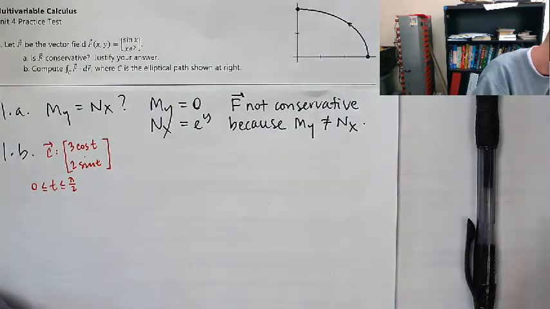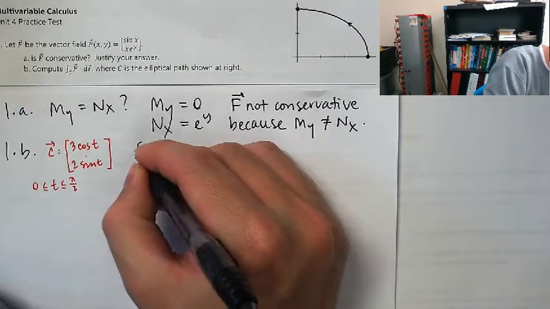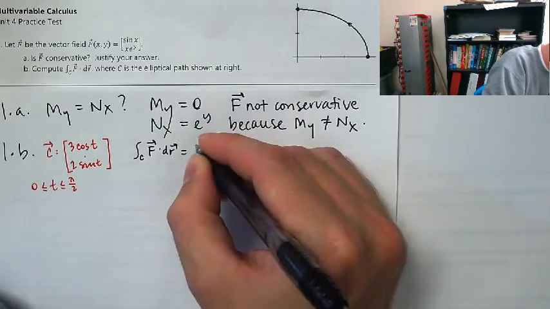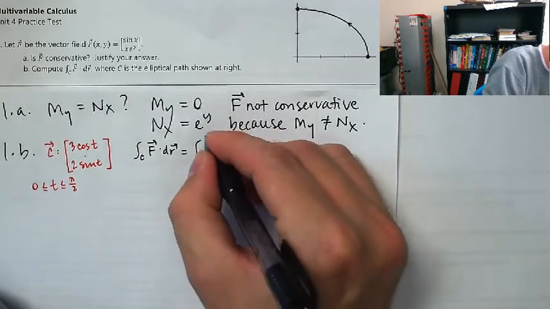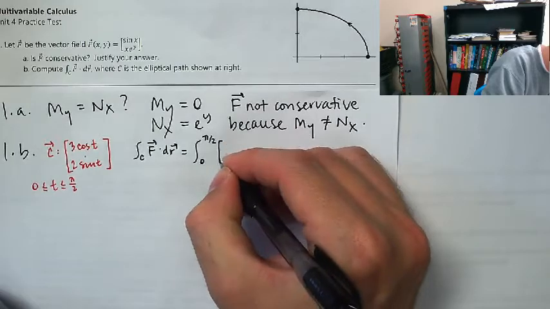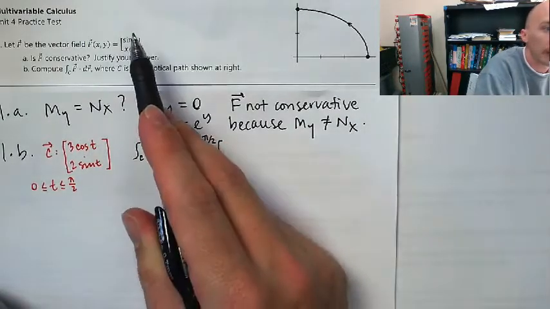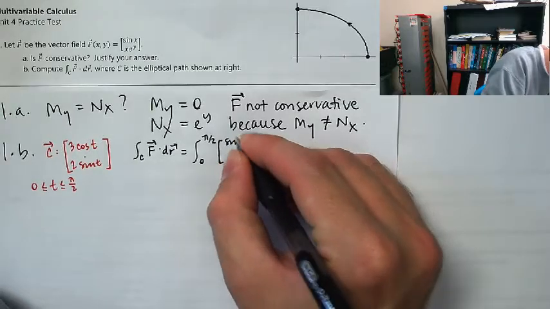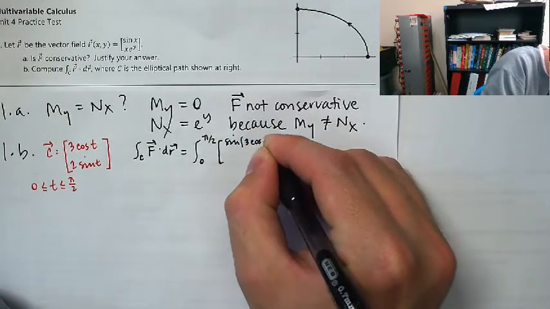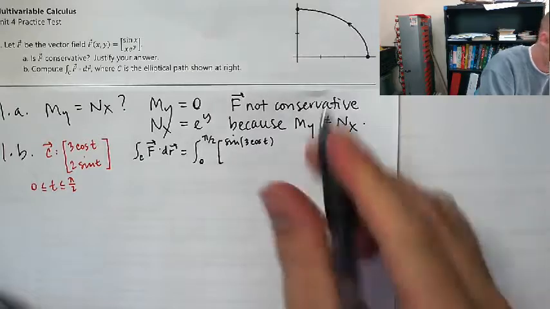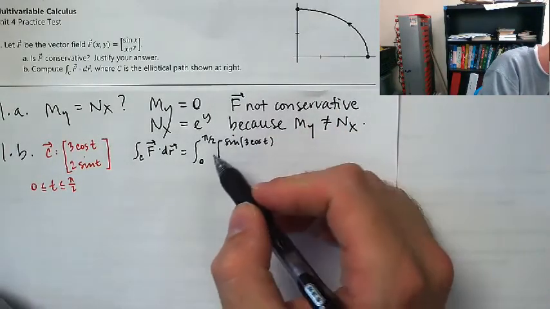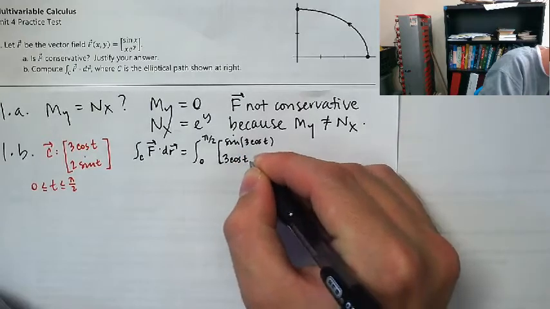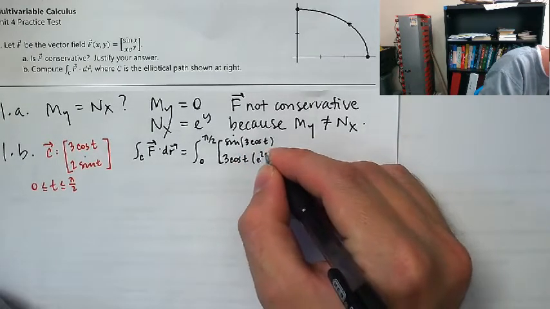Then, I'm going to say the integral over C of F dr is going to be the integral from t equals 0 to t equals pi over 2. F of r of t is going to be, well, it's sine of x, and that's sine of 3 cosine t. It's a strange function, but it's not the end of the world. And then x e to the y. x is 3 cosine t, e to the y is e to the 2 sine t.